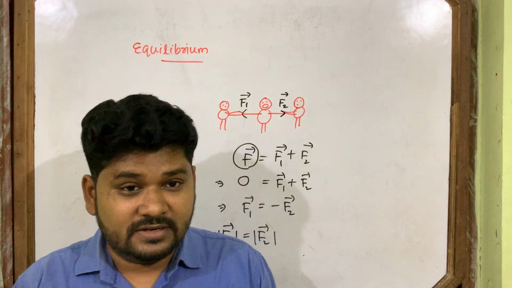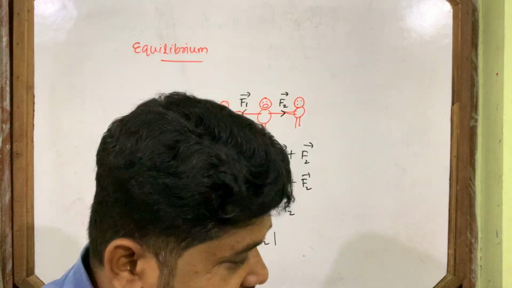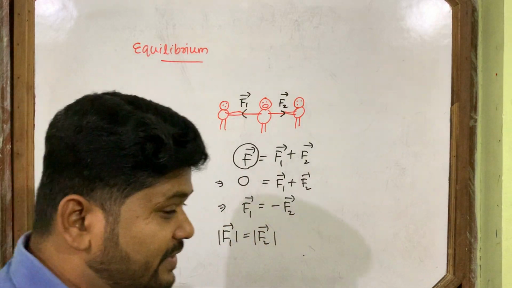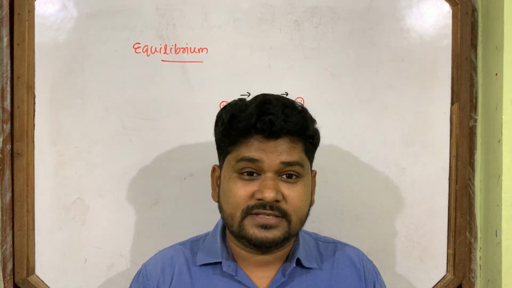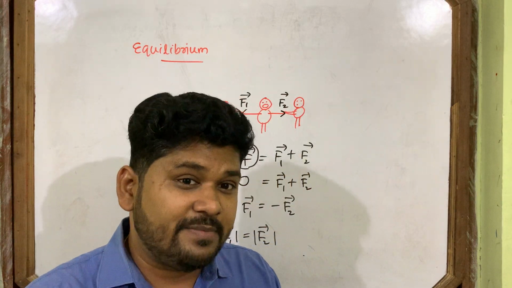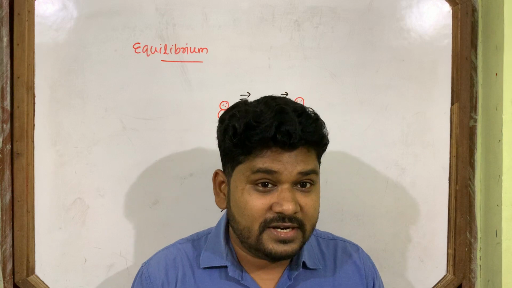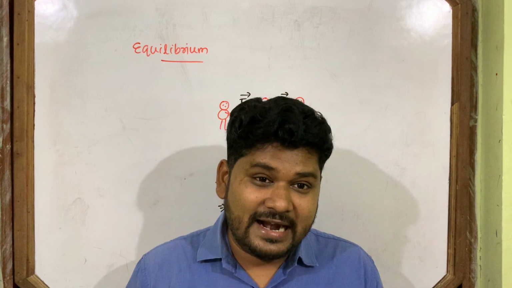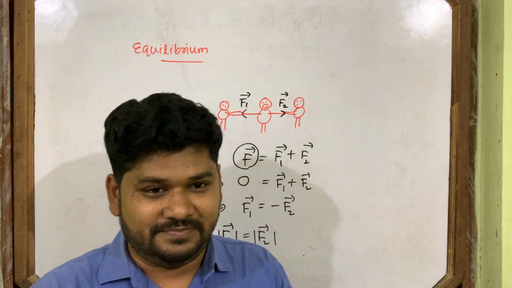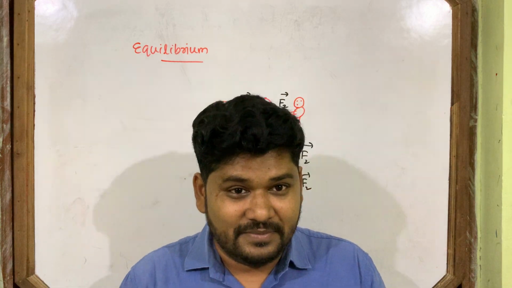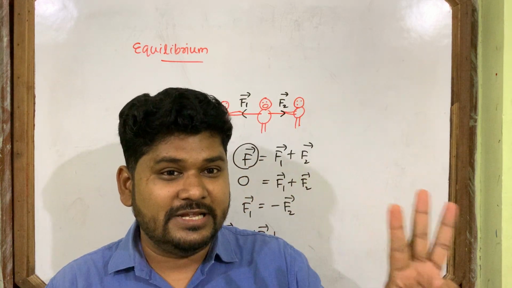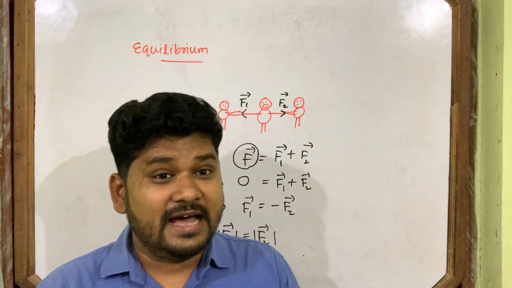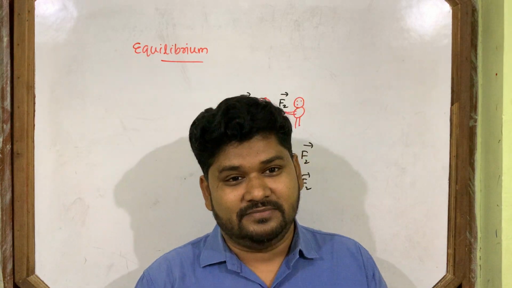So if two forces are of different magnitude and equilibrium is not possible, can we make the body be in equilibrium? Yes, we can. But you will have to add another force. A minimum of 3 forces of unequal magnitude can cause equilibrium.